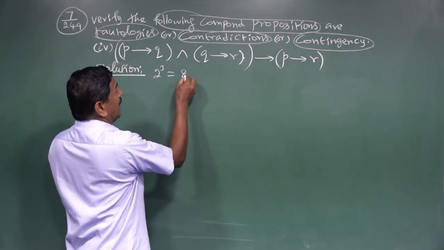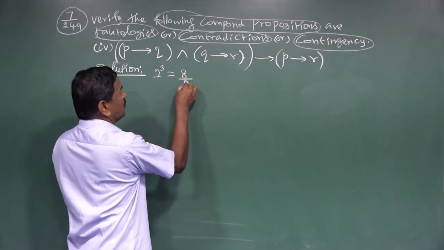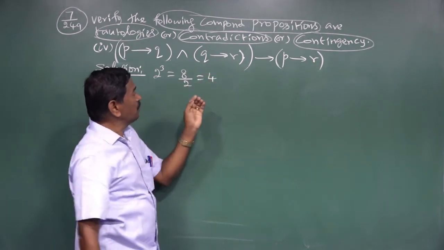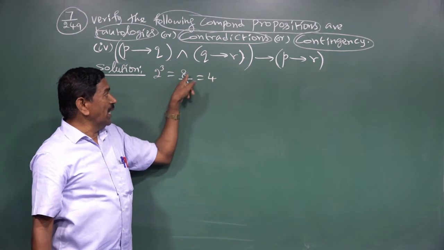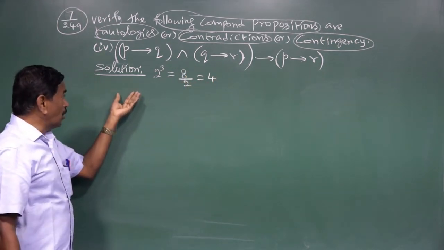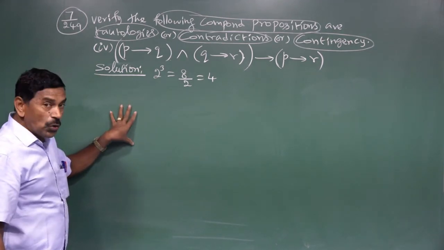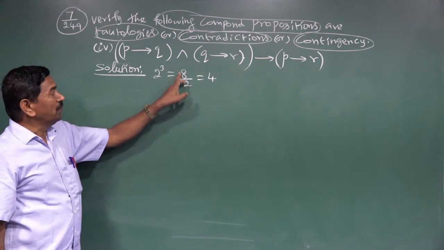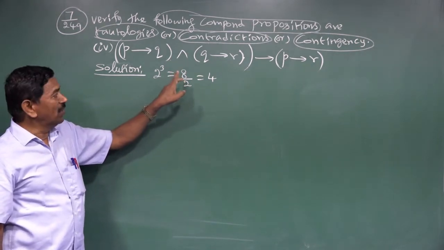Now, this 8 is divided by 2, which is equal to 4. That means your answer is 4. Here, 4 means the first column is filled by 4 true and 4 false. That's the idea. I want to draw 8 rows first.